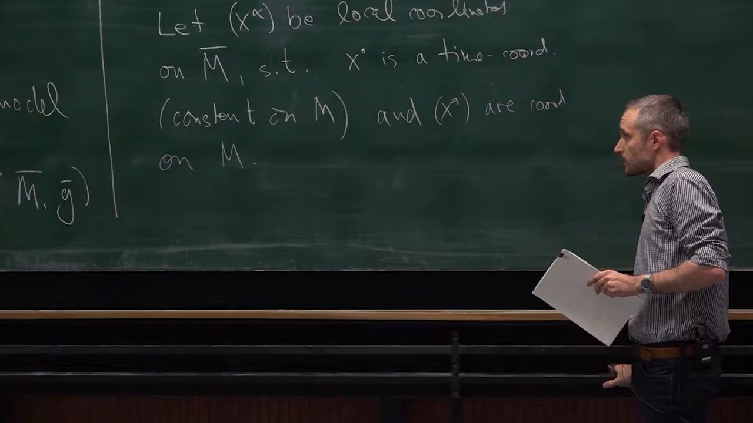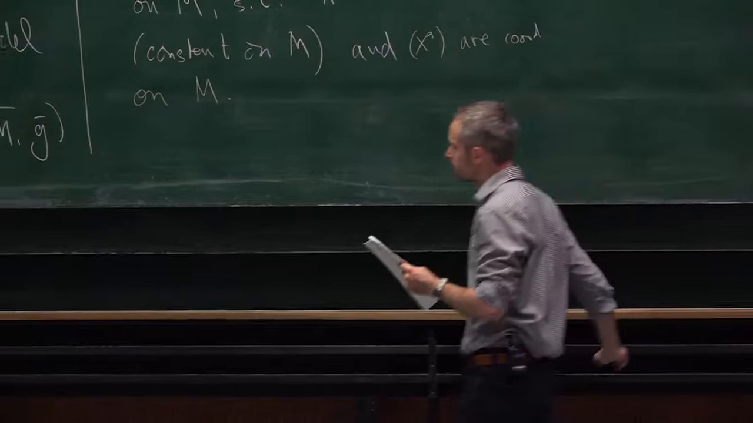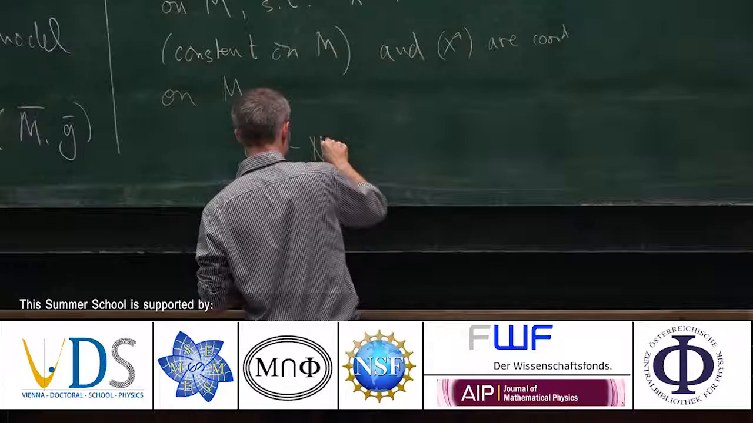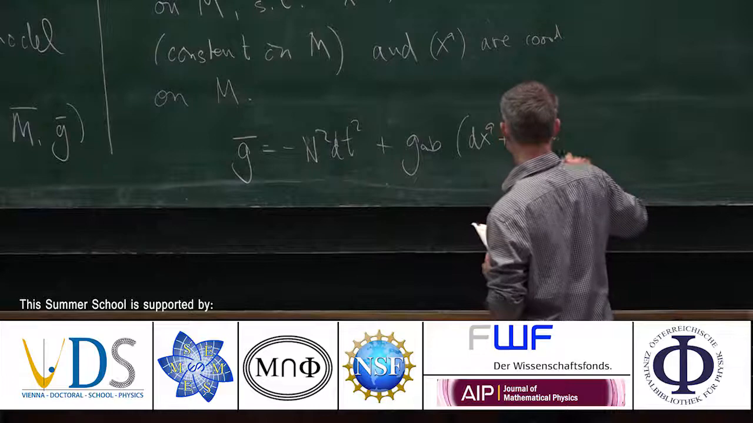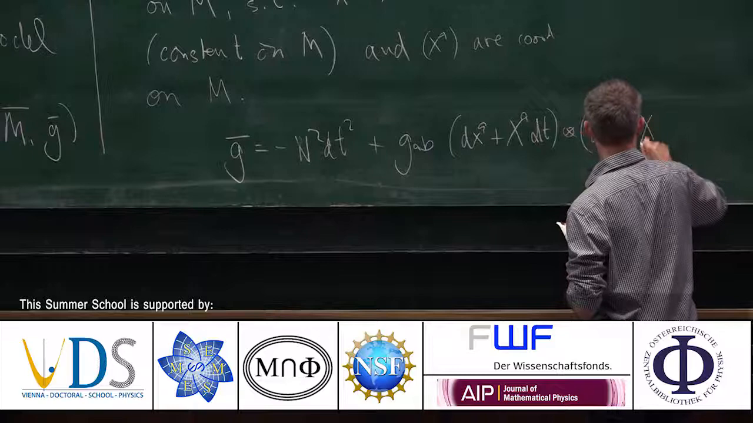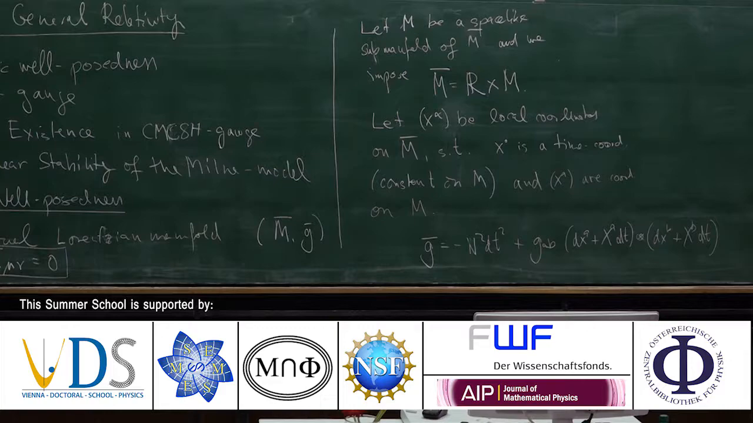So with respect to such a coordinate system, we then write a general ansatz for the Lorentzian metric in the following form. g bar equals minus N squared dt squared plus g_ab (dx^a plus X^a dt)(dx^b plus X^b dt). So that's a general Lorentzian metric, and I'm writing it in this way. This is the so-called ADM formalism, because we will understand what these quantities mean in some intuitive way in the following.